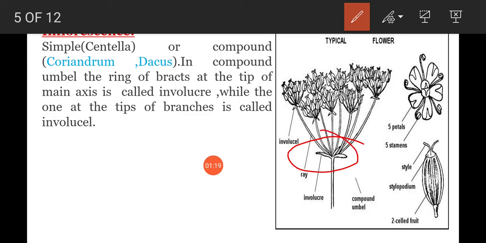In compound umbel, the ring of bracts at the tip of the main axis are united to form involucre. While at the tips of the branches, the bracts are present and united to form involucelle. Involucre is present at the tip of the main axis and involucelle is present at the tip of the branch. Okay, do you understand?